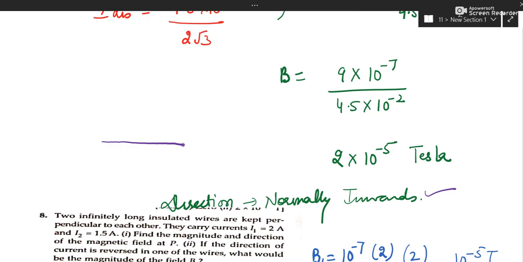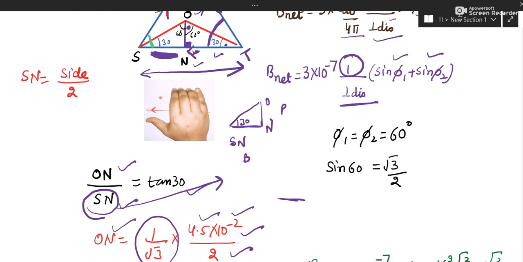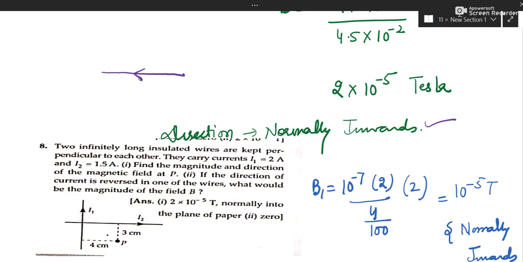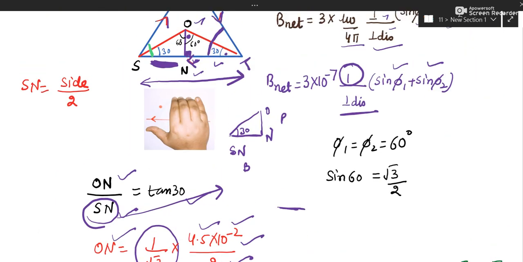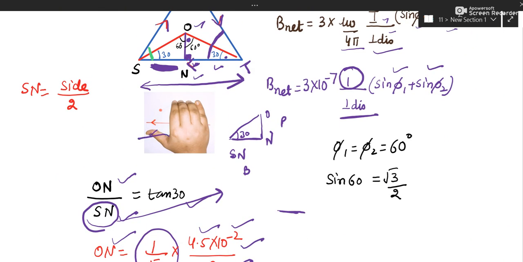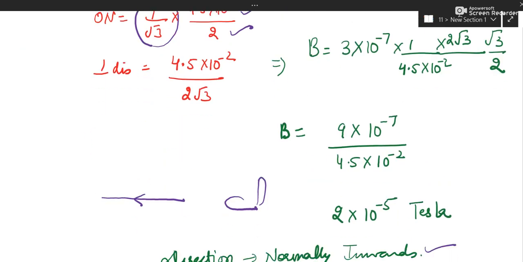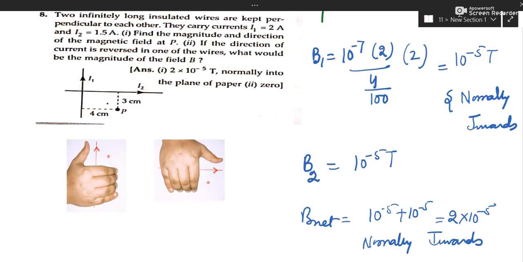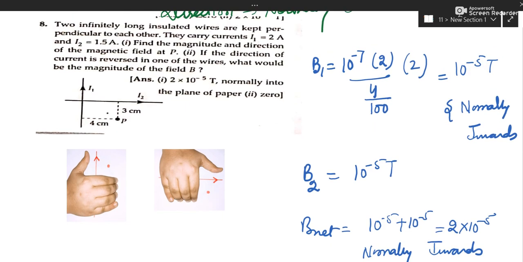Because I have taken the sense of current like this. So for me, this will be the thumb and my fingers would reach like this. You can see from the picture, and my current is like this. So the fingers are inwards, so it is normally inwards. If somebody is taking otherwise, then for him it will be normally outwards.